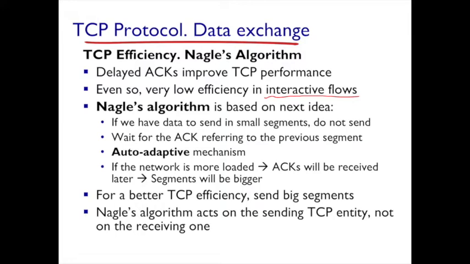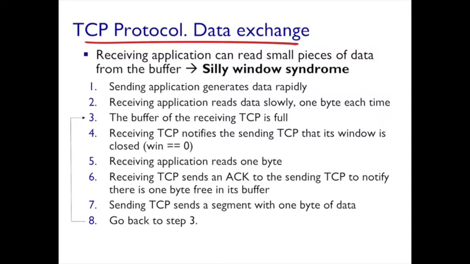So the Nagel algorithm is based on a new idea: if we have to send data in small segments, let's wait a little bit for the ACK referring to the previous segments. In this way, we are waiting for increasing the size of the segment. So it is an auto-adaptive mechanism, but there can be problems. If the network is more loaded, the ACKs will be received later and the segments will be bigger. So the idea at the end is to send segments of big size, approaching to the maximum segment size for massive traffic. And the Nagel algorithm acts on the sending TCP entity, not on the receiving one.